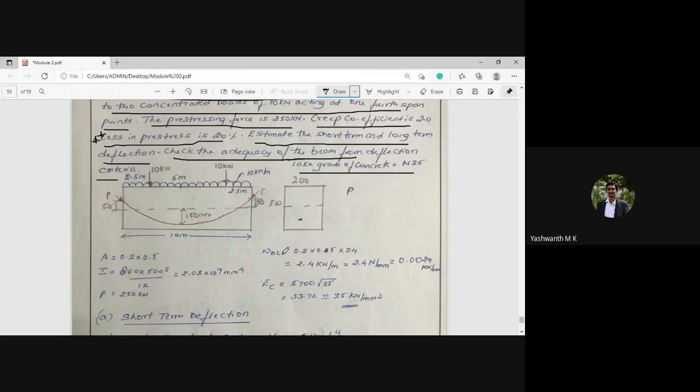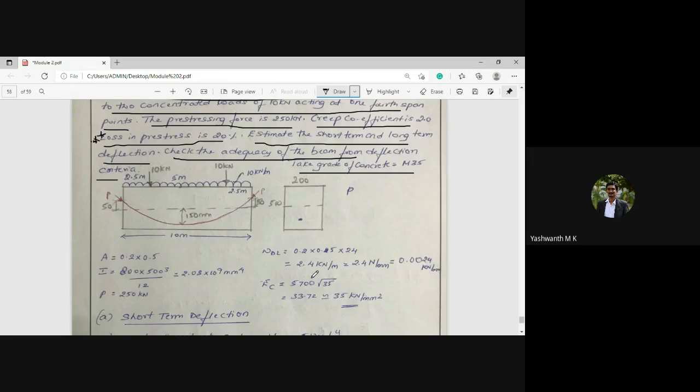Next, coming to the dead load, that is cross-sectional area of a section multiplied by the density of concrete, that is 2.4 kilonewton per meter or 2.4 newton per millimeter or 0.0024 kilonewton per millimeter. So these are the things.